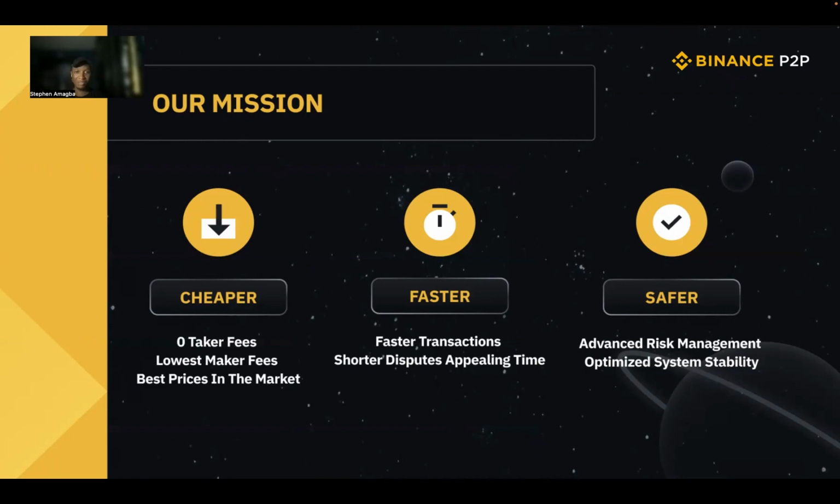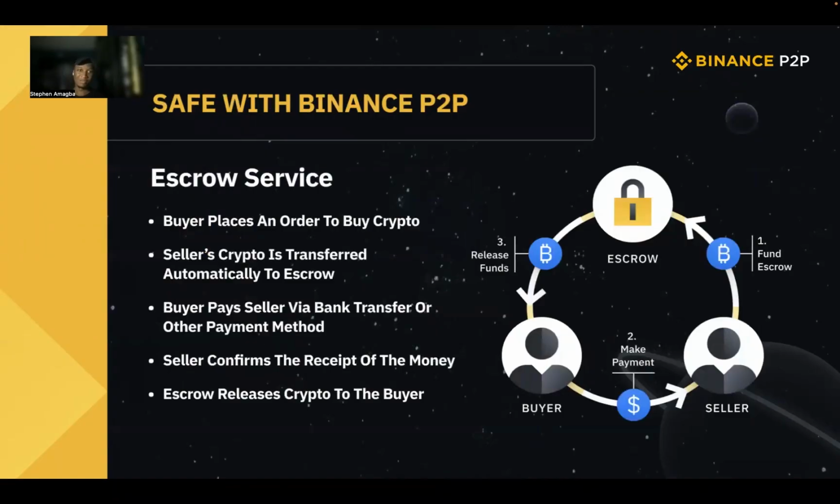So for the most part, your transactions here are actually safer because we have advanced risk management and optimized system stability. This is how we keep Binance P2P safe. Okay. So we have the escrow service. This is how we do it.